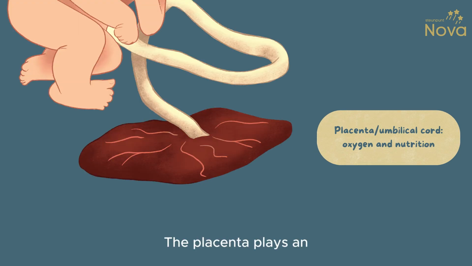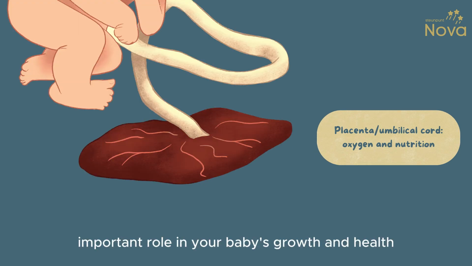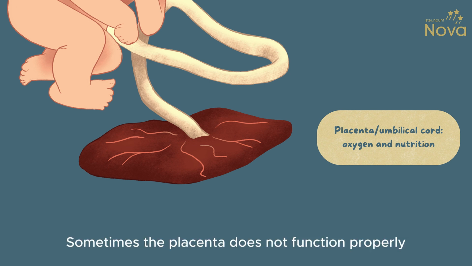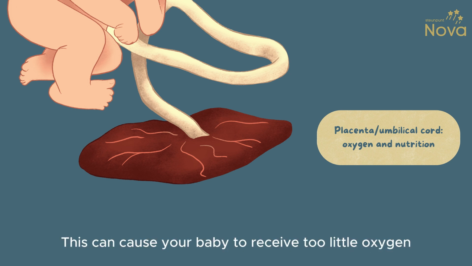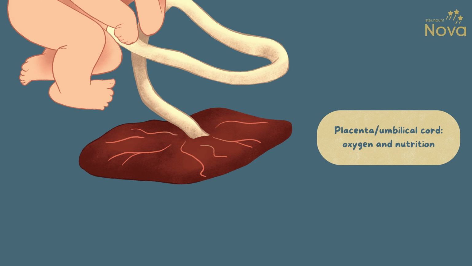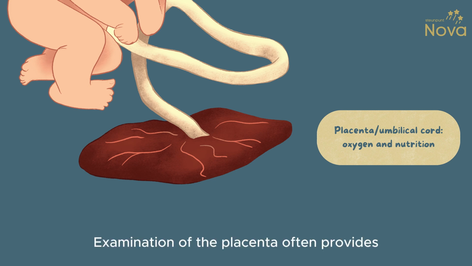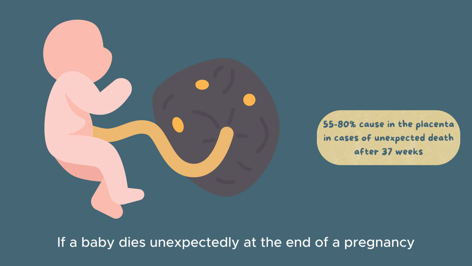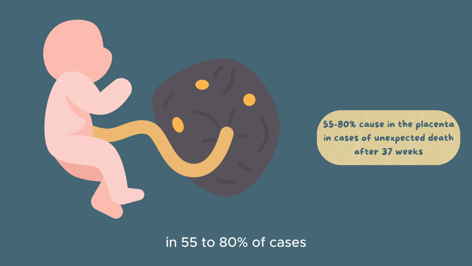The placenta plays an important role in your baby's growth and health. Sometimes the placenta does not function properly. This can cause your baby to receive too little oxygen or nutrition. This can be a cause of death. Examination of the placenta often provides important information. If a baby dies unexpectedly at the end of a pregnancy, the cause can be found in the placenta in 55 to 80% of cases.